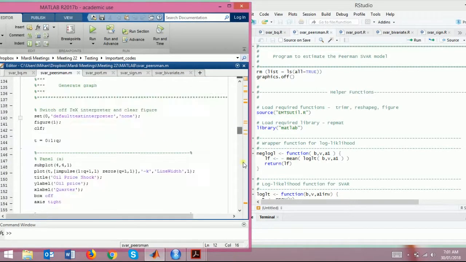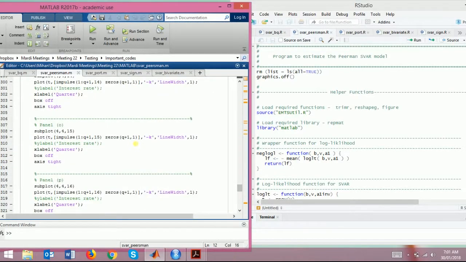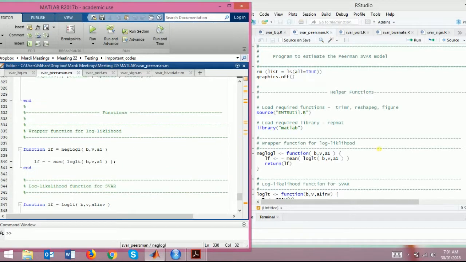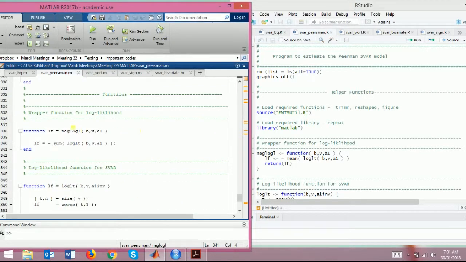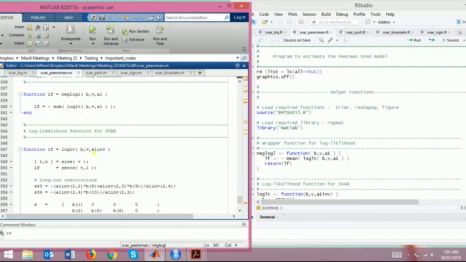Is there any local function to begin with? Yeah, there are. The first function is to define the log likelihood function, and the log likelihood function is, we are taking a wrapper function for log likelihood. So minus sum, why not mean?